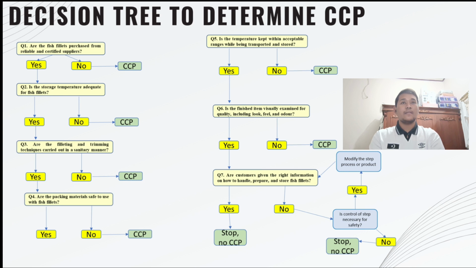For number 7, is the product stored and transported under appropriate conditions? If yes, proceed to number 8. If no, implement corrective action to ensure proper storage and transportation. For number 8, are proper instructions provided to consumers regarding storage, handling, and preparation of the fish fillet? If yes, CCP. If no, implement appropriate communication and instruction for consumers.